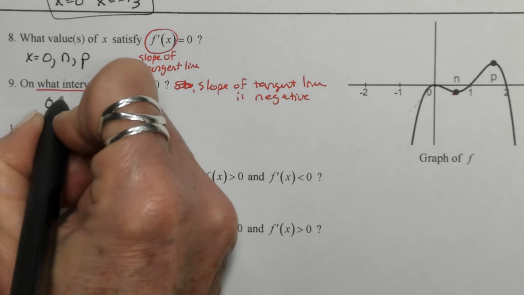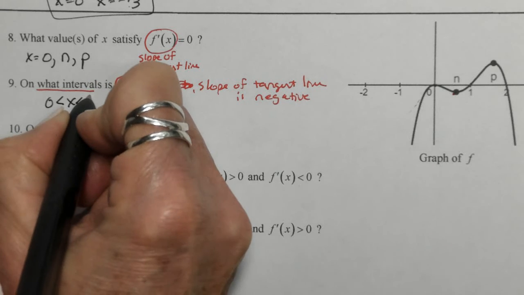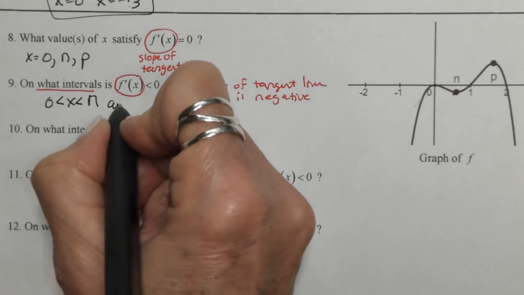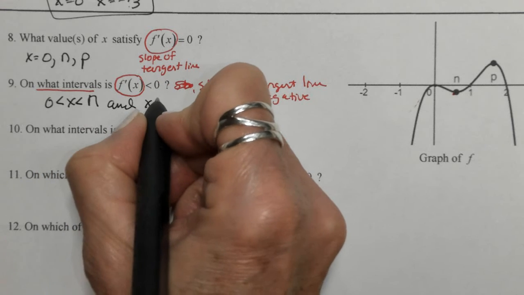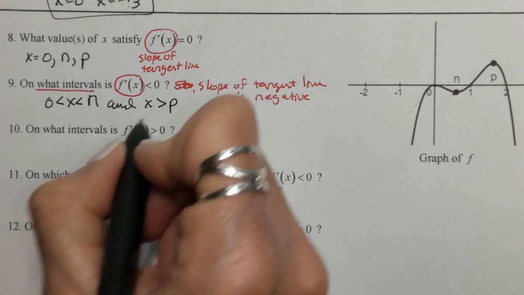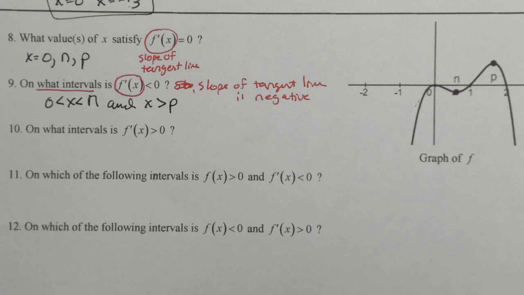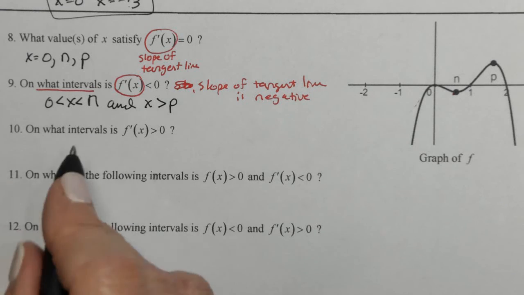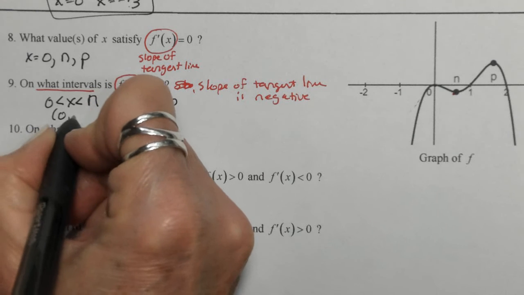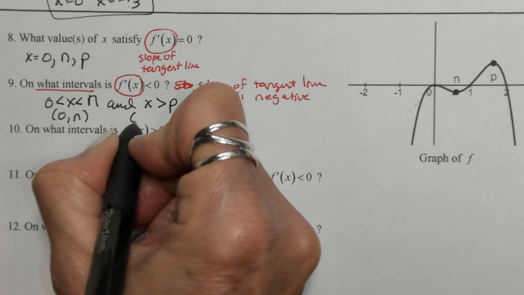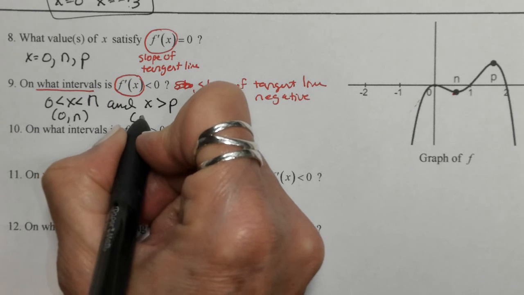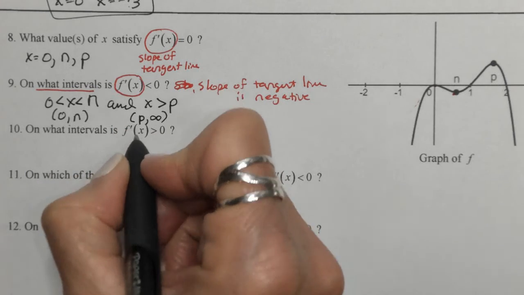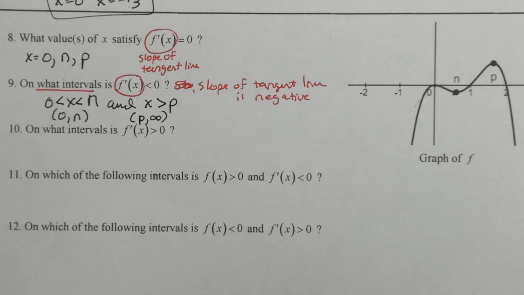So on what intervals is the slope of the tangent line negative? From 0 to n, and when x is greater than p. This would be inequality notation. Of course, you can use interval notation as well, 0 to n, and p to infinity. Either one of those notations is fine.